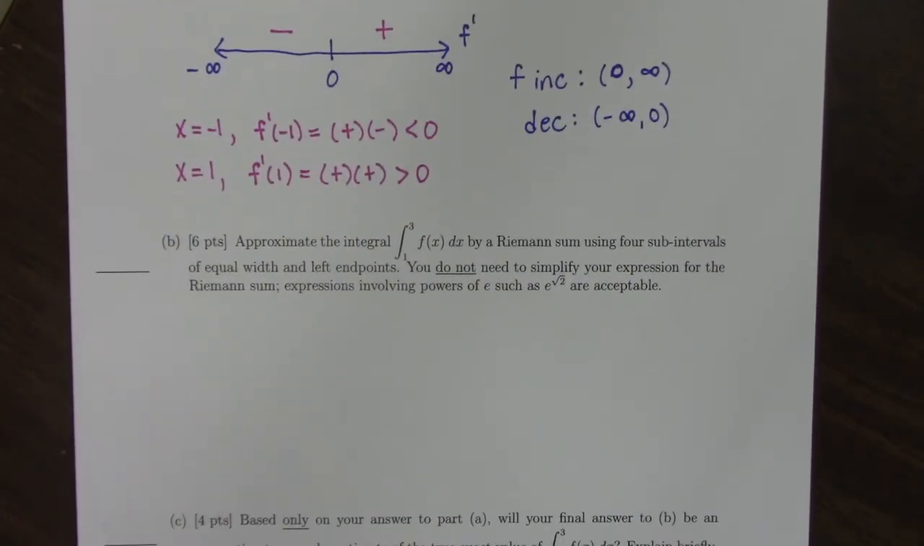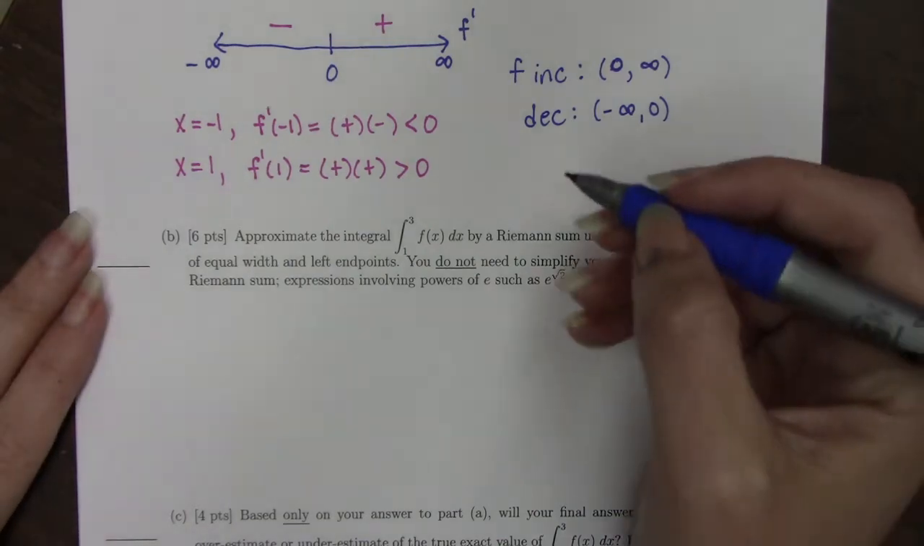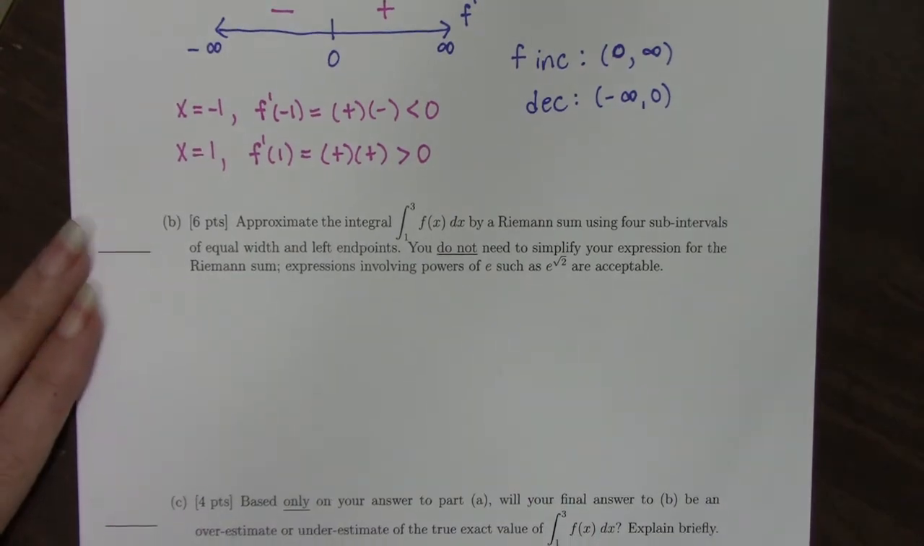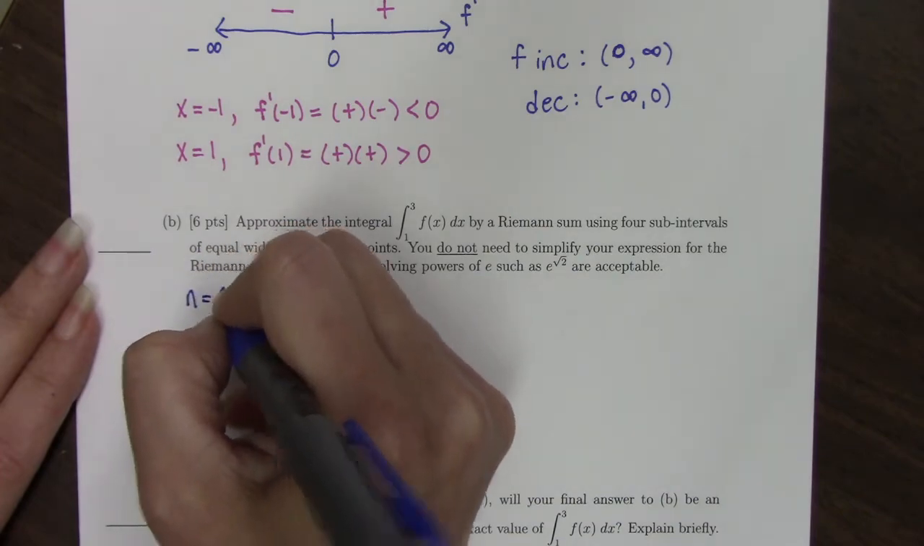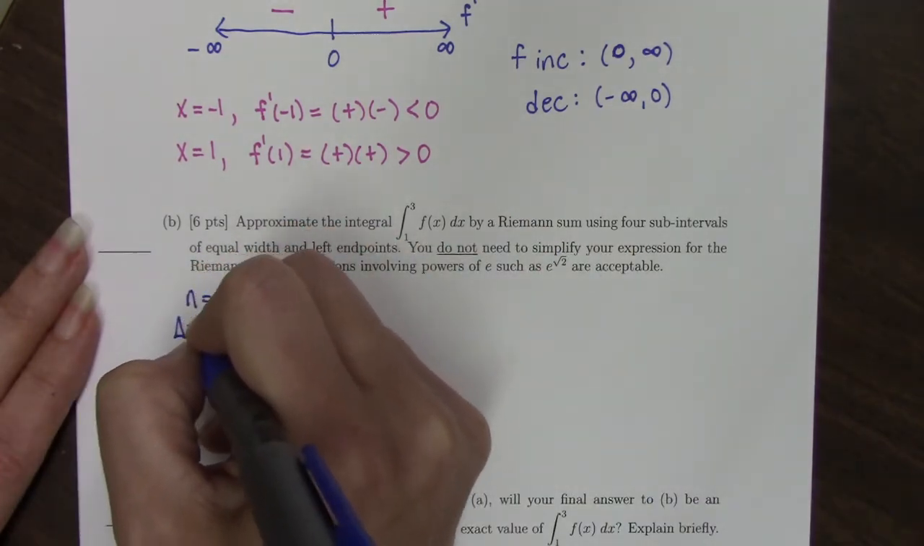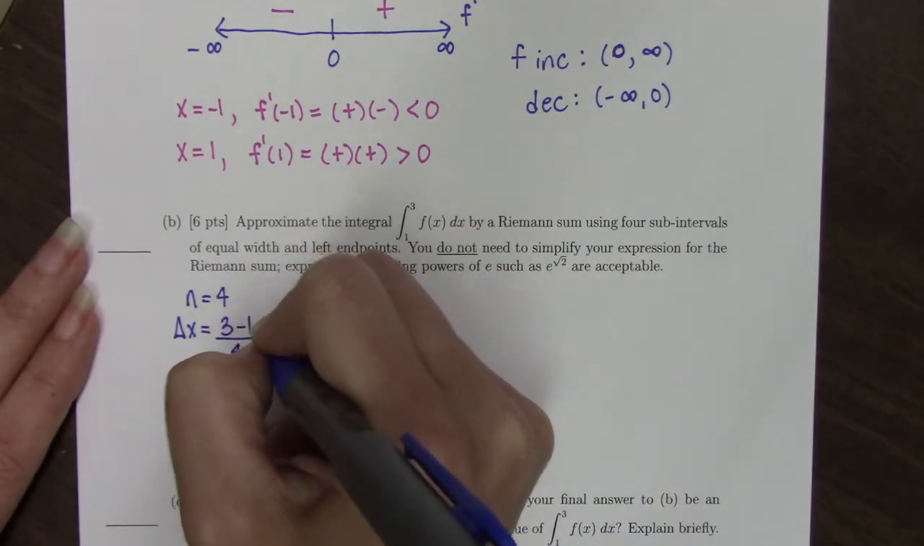Part B says approximate the integral 1 to 3 f of x dx by a Riemann sum using 4 subintervals of equal length and left endpoints. You do not need to simplify your expression for the Riemann sum. Expressions involving powers of e, such as e to the square root of 2, are acceptable. So the f of x that we're still using is the original one we were given at the beginning of the problem.